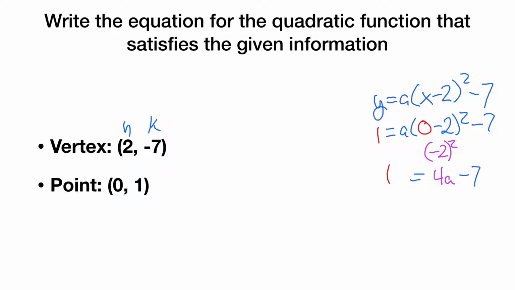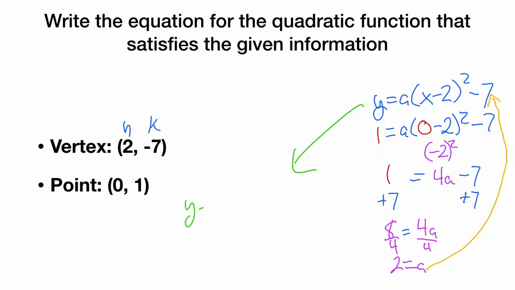minus 7 equals 1. At that point, we add 7, 8 equals 4a, divide by 4, 2 equals a. I'm going to bring that back up to my original equation and plug it in, where it's y equals 2 times (x minus 2) squared minus 7. And that would be our final equation.